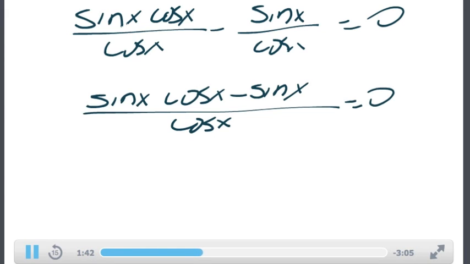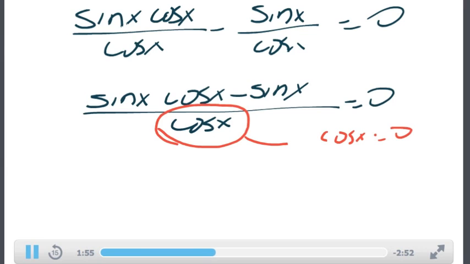Now at this point we need to stop and think about what this means, having a cosine of x in our denominator, is that we can't have any solutions where cosine of x is equal to 0. Okay? We can't wind up with that as an answer because that would be undefined. So let's see where we get to, but keep that in mind.